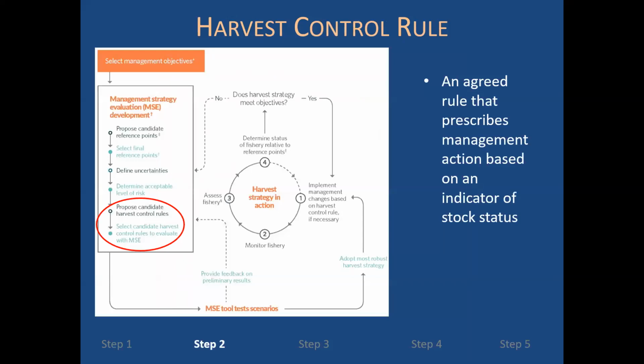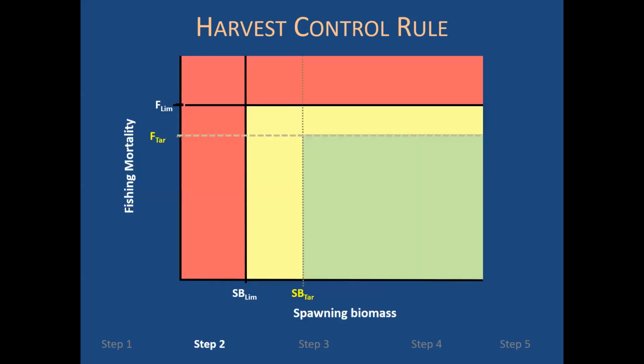So looking at the harvest control rule, which I had mentioned is the operational part of a harvest strategy, that is the actual rule that says based on your stock status, this is what your management action is going to be. And often that indicator of stock status is a reference point, your current population size relative to your target and limit reference points. So this is an example here.